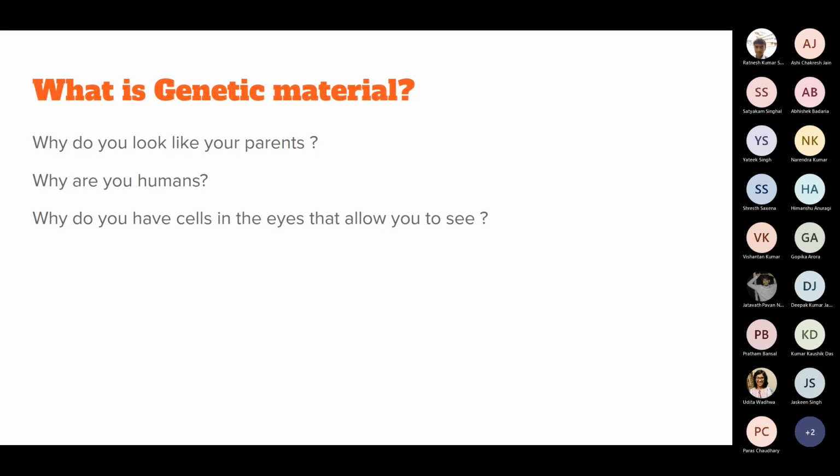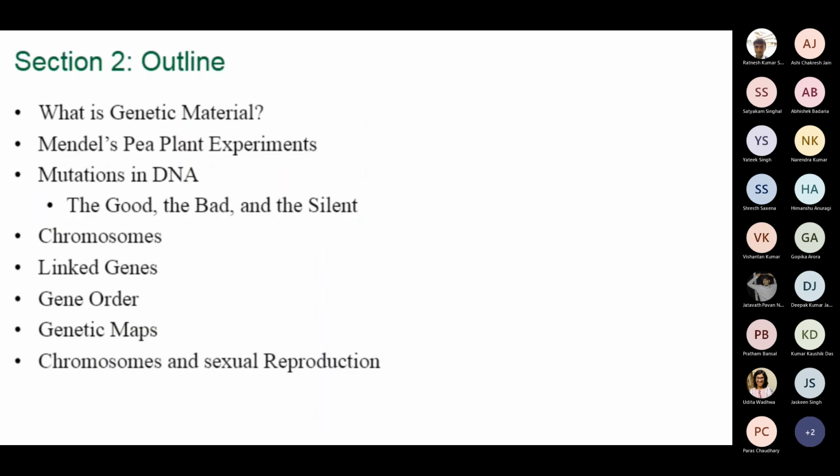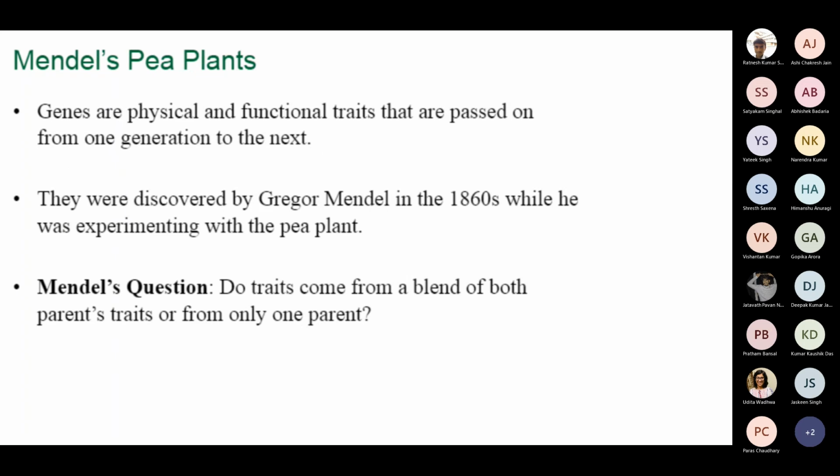Okay, so slightly going deeper into how genetic materials work, that is, how does the DNA work? I'm going to go into a few prior experiments, talk about the different kinds of mutations in the DNA, and how the DNA itself is organized in the form of chromosomes and genes, and how these genes are ordered, and so on and so forth.